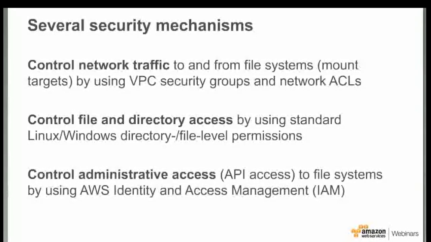So let me talk to you about the security mechanisms that are available to EFS. First, at the network level, you can control network traffic to and from file systems, and it's really to and from mount targets, by using VPC security groups and VPC network ACLs. You can control file and directory access by using standard Linux and Windows directory and file level permissions. That's at the data access level. And then third, at the administrative level, you can control administrative access, or really API access, to file systems by using AWS's identity and access management.